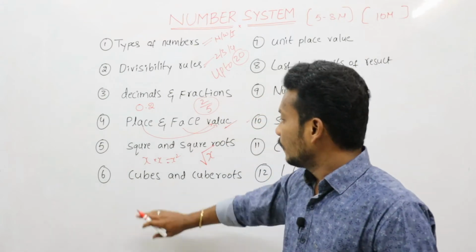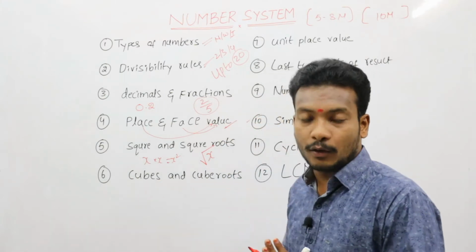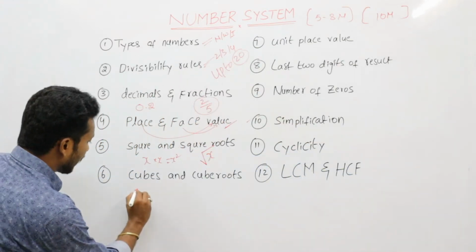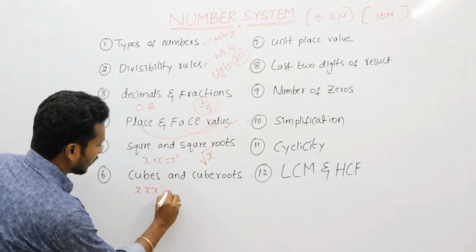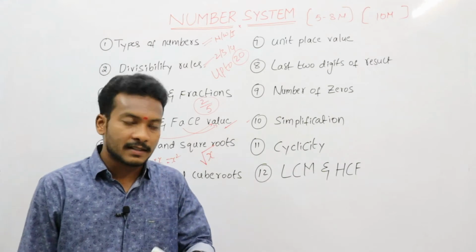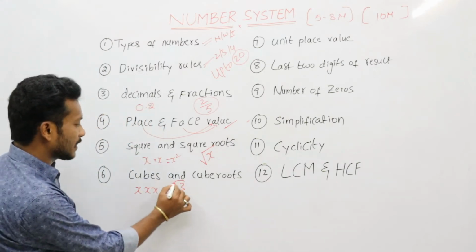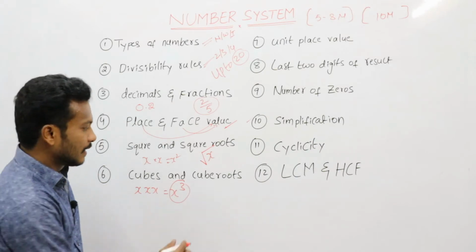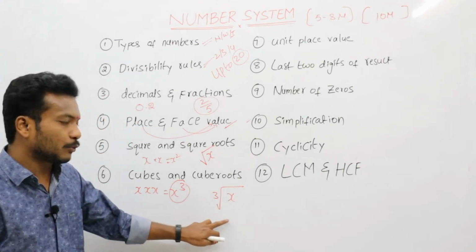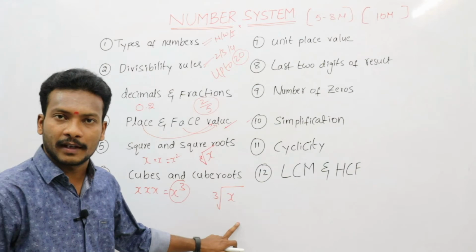And then cubes and cube roots. What is meant by cube and what is meant by cube roots? Okay, the same number is multiplied thrice now. X into x into x, that is x cube. For the square, the same number is multiplied twice. For the cube, the same number is multiplied thrice. Now x cube is the cube of x. Same like that, cube root of x. Cube root means cube root of x. Here it is square root of x. Here it is cube root of x.